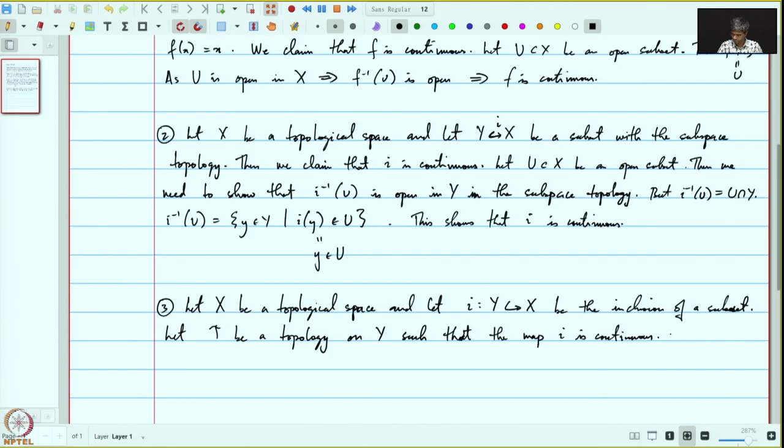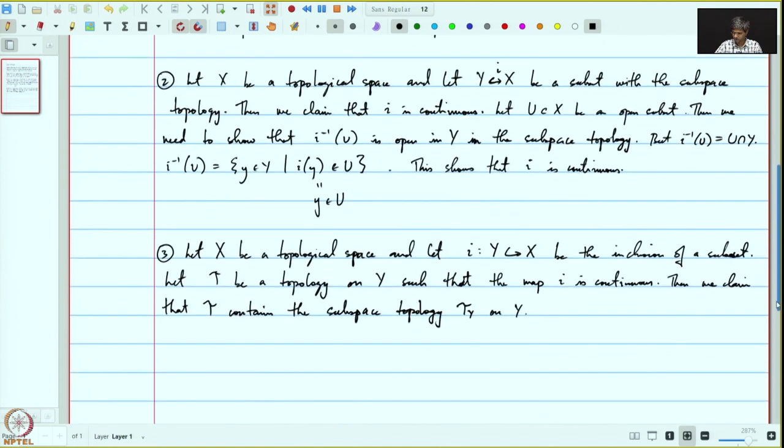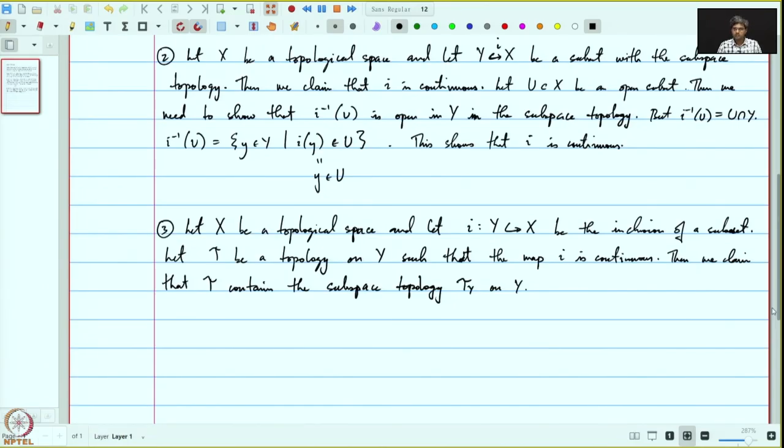Okay, so then we claim that tau contains the subspace topology, tau sub Y, on Y. So we are given that tau is a topology on Y such that the inclusion map is continuous, and we need to show that tau sub Y is contained in tau. So how do we see this? This is easy.